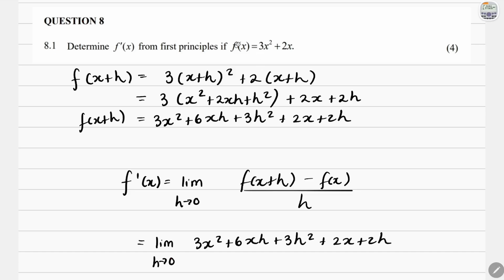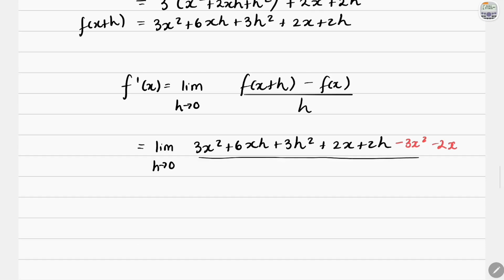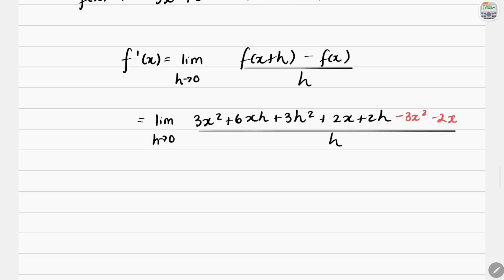So if we're saying minus f of x, we're saying minus the 3x squared, so that's minus 3x squared, and minus the positive 2x, so that's minus positive 2x. It's going to multiply in there. When we say minus that, it distributes. And all of this will go over h. So this is equal to the limit as h approaches 0. And what will cancel here is whatever you were subtracting by. So 3x squared cancels with negative 3x squared, and then the 2x with the negative 2x.